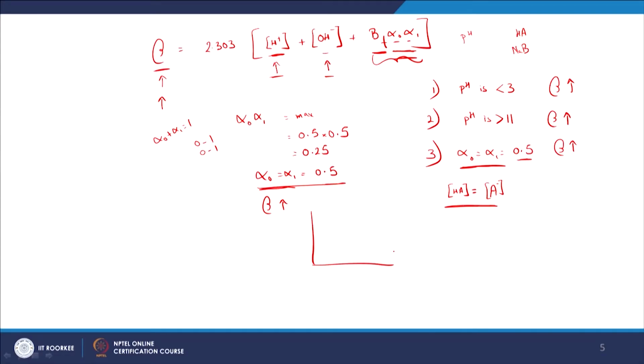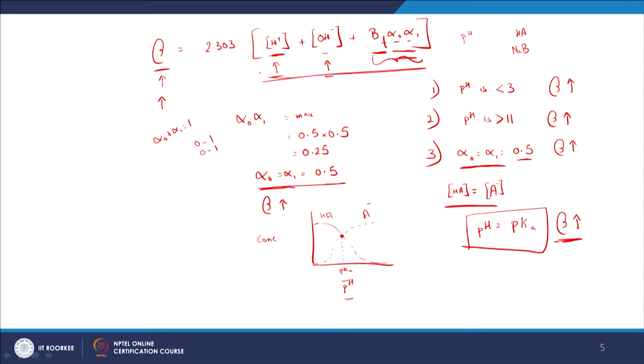We know that from our speciation diagram, let's say, if this is pH and this is the concentration, what do we know? We know that this is the behavior of your HA, and this, let's say, is the behavior of your A minus. And when are they equal? They are equal when the pH is equal to pKa. So what does this mean? When the pH is equal to pKa, for that particular compound or the conjugate acid and base, the buffer intensity will be the maximum. So this is the take home message that we have from this particular equation here, right.